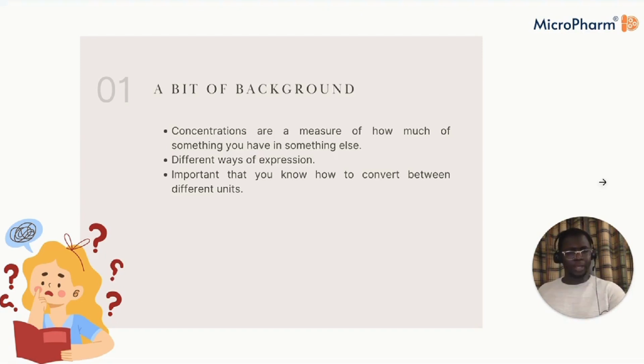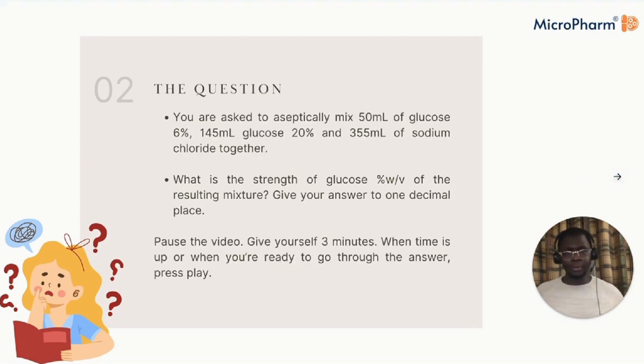So let's have a look at this question. You are asked to aseptically mix 50 ml glucose 6%, 145 ml glucose 20%, and 355 ml of sodium chloride together. What is the strength of glucose weight per volume as a percentage of the resulting mixture? Give your answer to one decimal place. I want you to pause the video and give yourself 3 minutes. When time is up or when you're ready to go through the answer, press play.